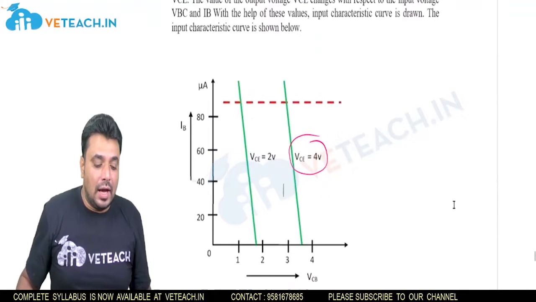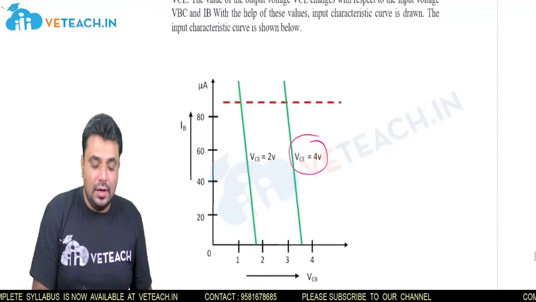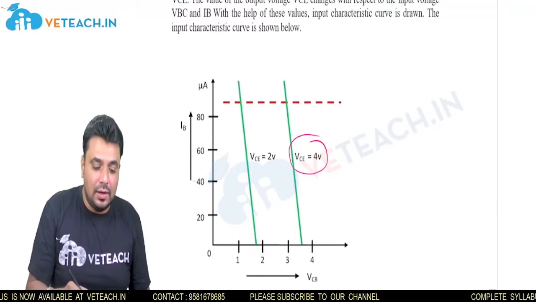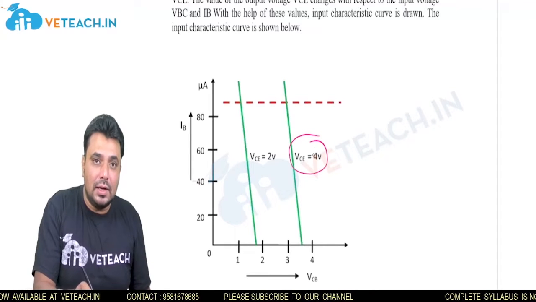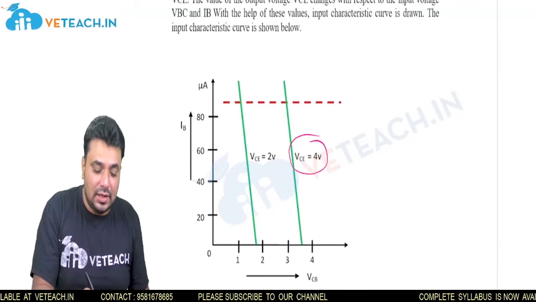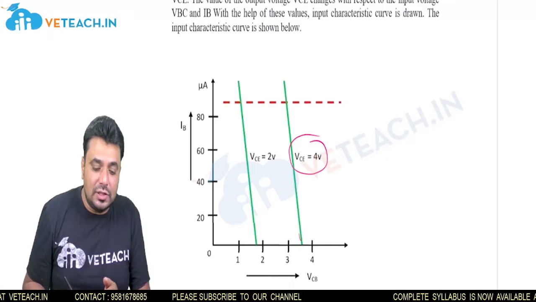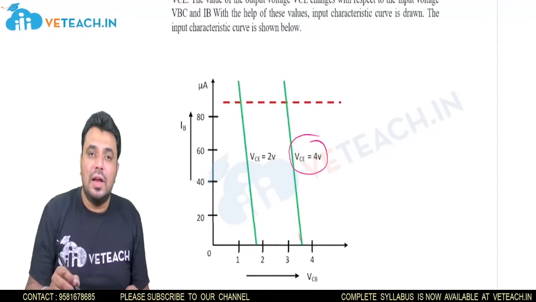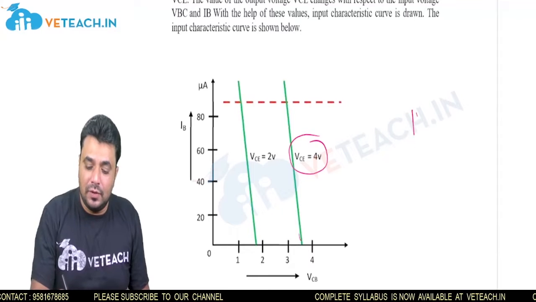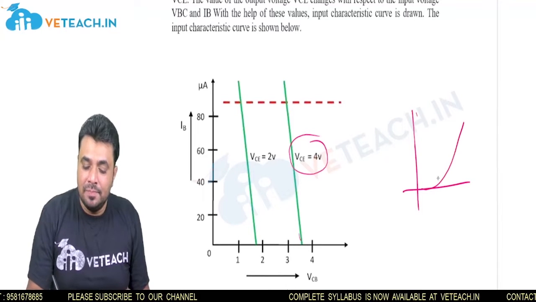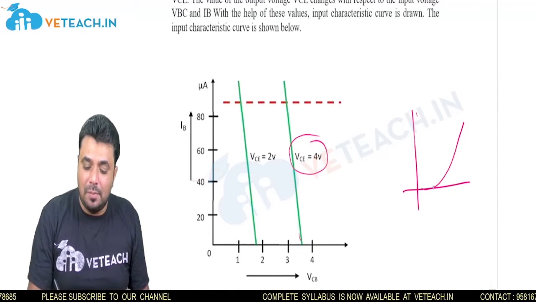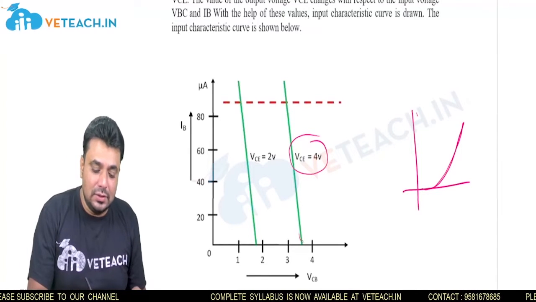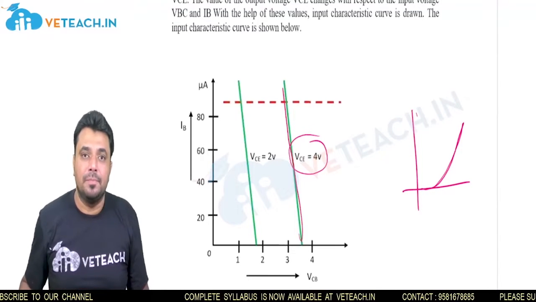Here, IB is the input current and VCB is the input voltage. If I draw the input voltage and input current graph, keeping VC constant, we get this graph. If you change the output voltage, the graph will change accordingly. Previously we have seen that in the common base and common emitter configurations it looks like this. But in the common collector configuration it goes like this, somewhat backward.